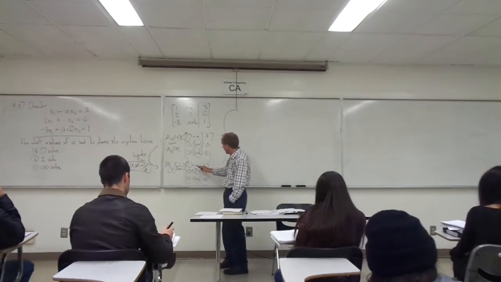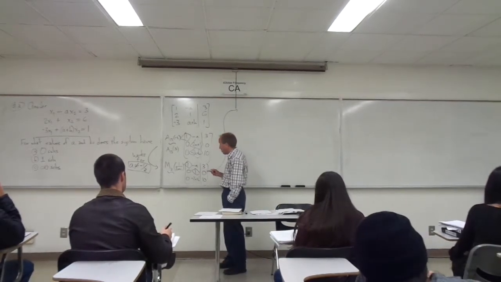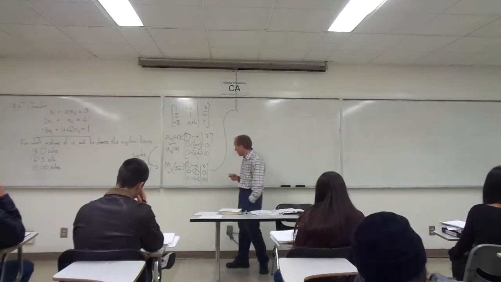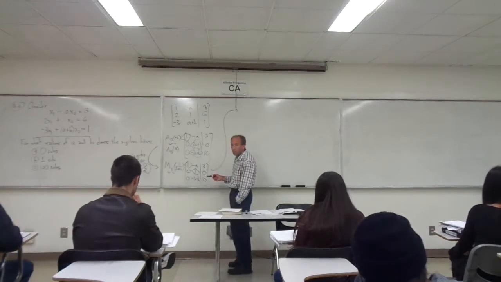All right, so we've got a pivot here, a pivot here. I already know that there's not going to be any free variables, right? No free variables at all. What would you like me to do next, though?